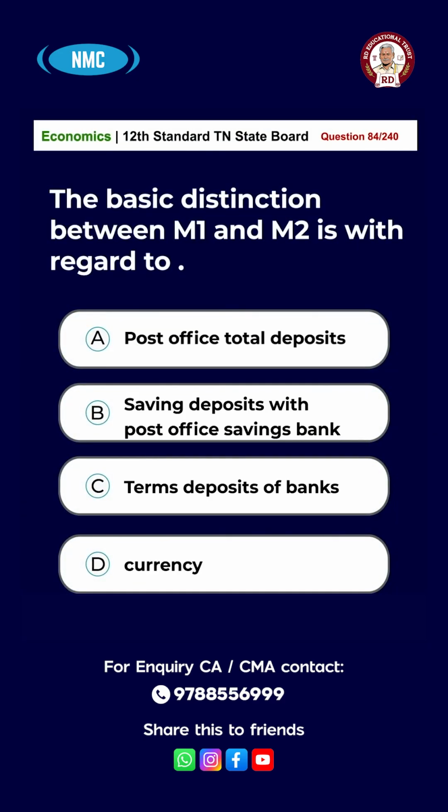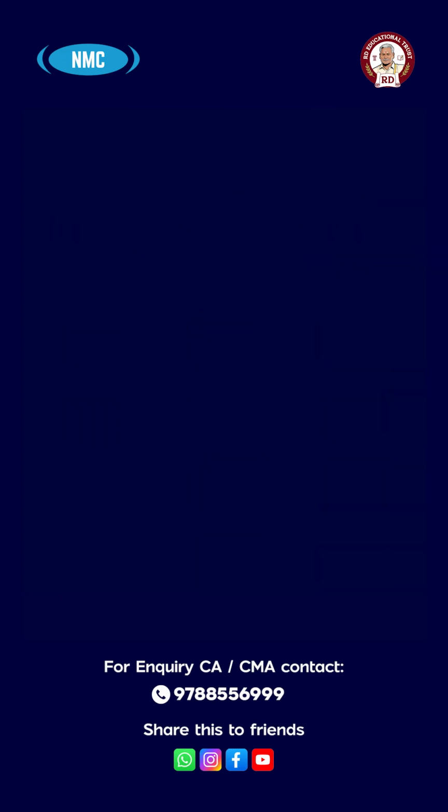Question number 84. The basic distinction between M1 and M2 is with regard to A, post office total deposits. B, savings deposits with post office savings bank. C, term deposits of banks. D, currency. The answer is savings deposits with post office savings bank.